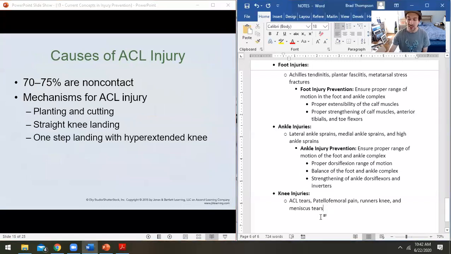Then we also see ACL tears. Man, this sucks. Look at this. 70 to 75% of ACL tears are non-contact, meaning nobody hit them. They just stepped wrong and tore their ACL. That sucks. Generally ACL tears happen during either a straight knee landing, so landing with a locked knee, and then there's a rotation that happens as they land, or it's more commonly during a planting and simultaneous cutting motion. So somebody's juking one way, they plant really hard and try to turn and twist, and then that causes an ACL tear.